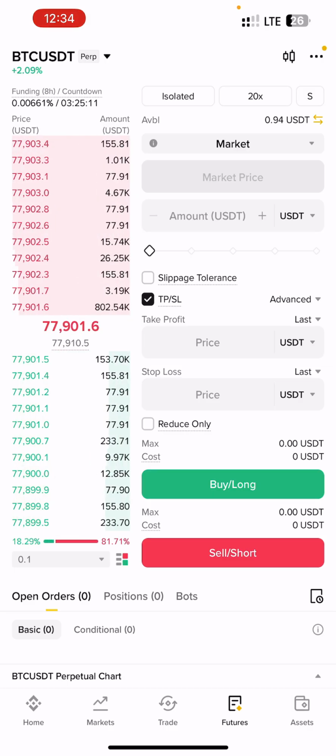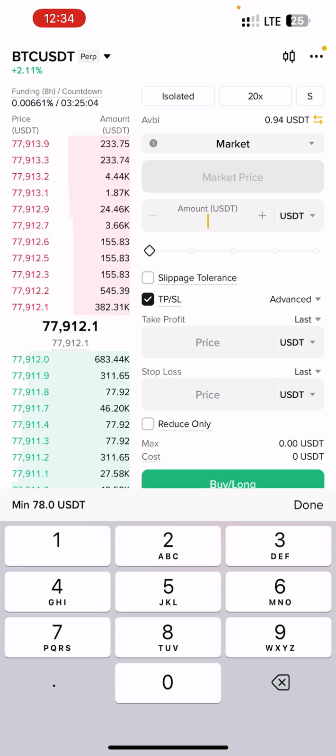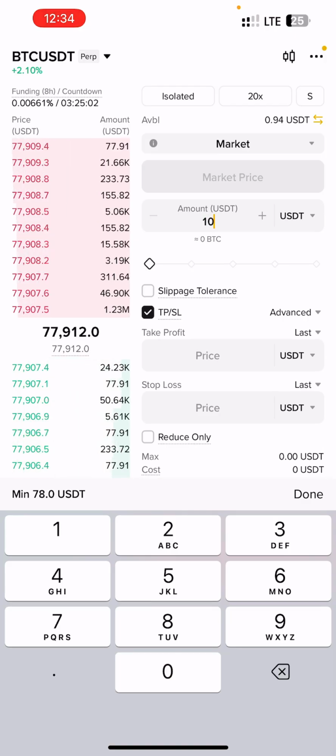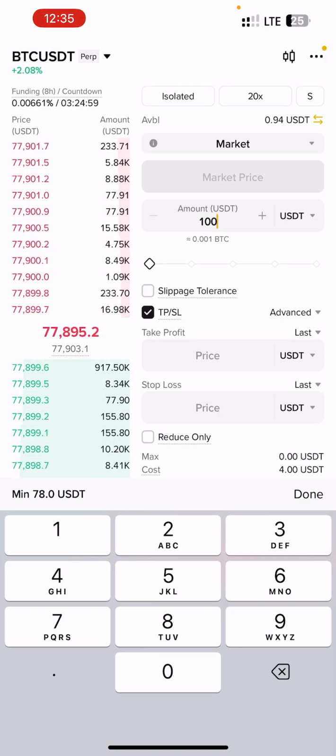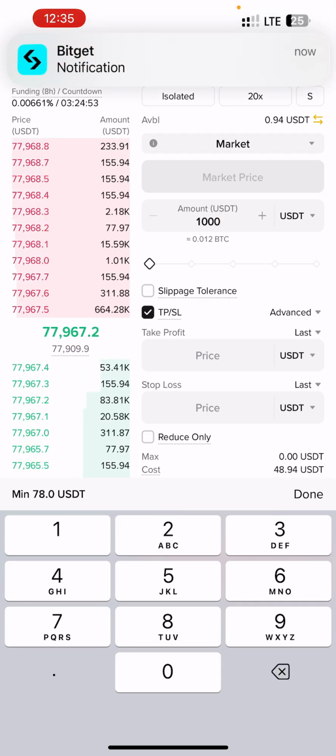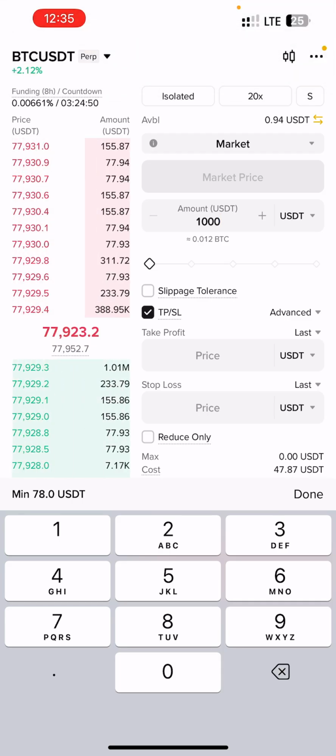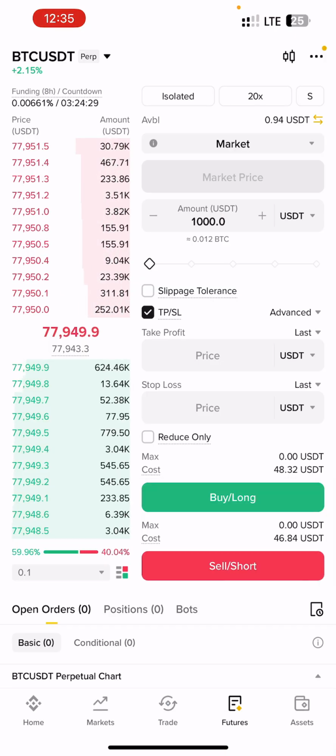So here, what you need to do is, if I'm willing to buy with $1,000 to open a long position, it means $1,000 times 20x. So I'll be getting, let's say, 20,000 or 200,000. Let me check it to be sure. It's just 20,000, guys.